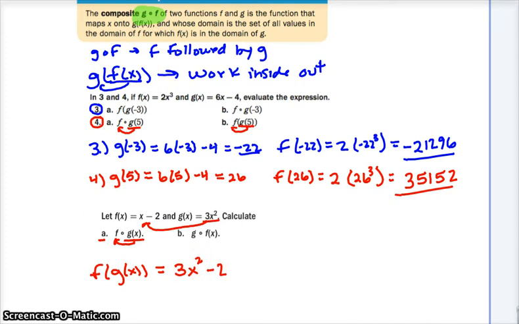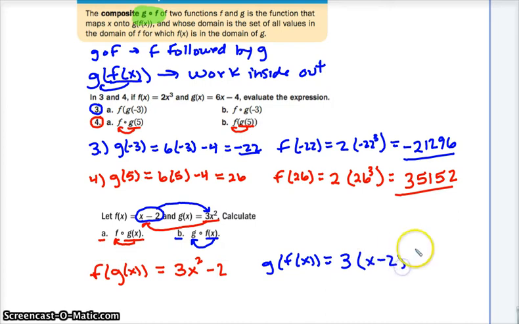Now, let's look at the other side. What if I am asked in part B to take f and plug it into g? So this means that I'm going to take the function f, which is x minus 2, and plug it in for x in the function g. So it looks something like this: g of f of x equals 3 times (x minus 2) squared.